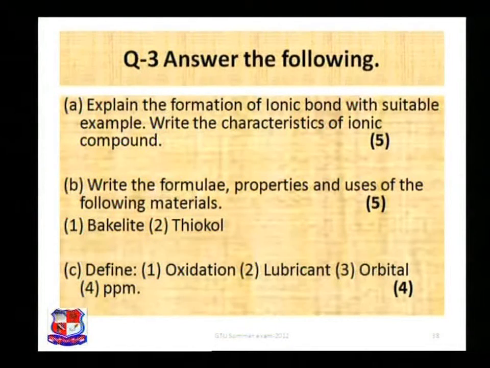Suppose they are asking the 4 definitions, each definition has the weightage of 1 mark. So it is very clear, when you are studying the GTU question paper, you can write down the ionic bond formation with the example and also the characteristics. Then you can write down the formula, properties and uses of the following materials, and you can write down the definition, exploring each one of them in detail. Let us understand how to write down the answer.